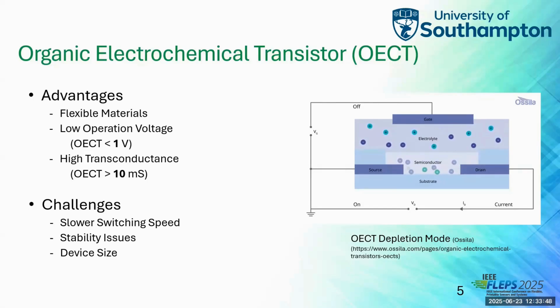So the OECT has some advantages. The important one is flexibility. All the materials, the gate, electrolyte, semiconductor, even the substrate, are flexible. And then it has a low operation voltage, less than 1 volt, so it consumes less power. And it has a high transconductance, so it can be used for bioelectronics, for sensors, and for signal amplifiers.